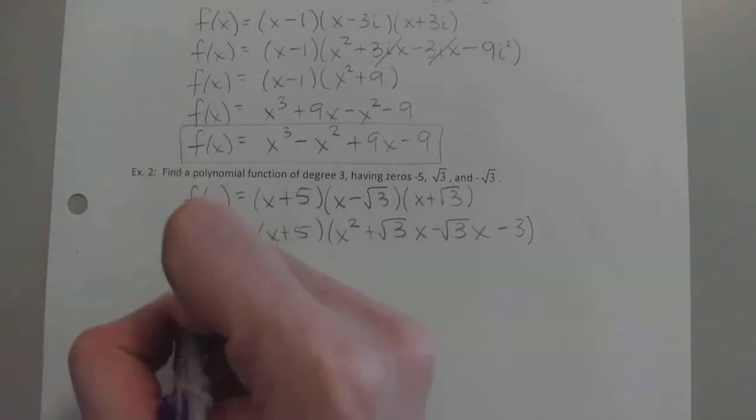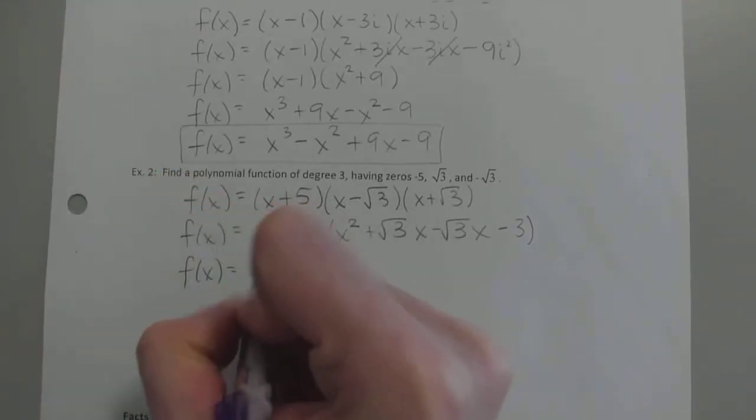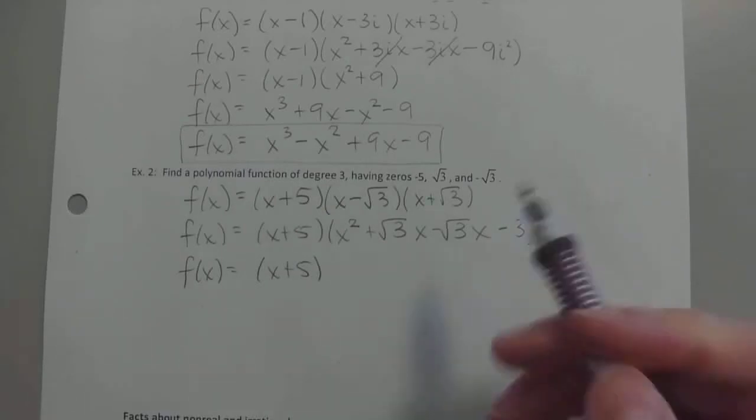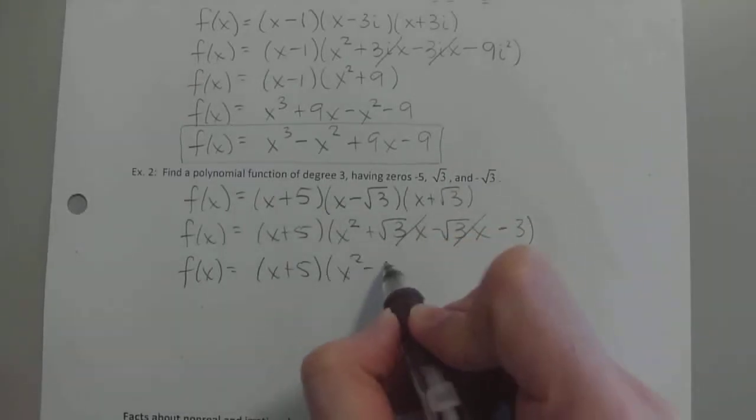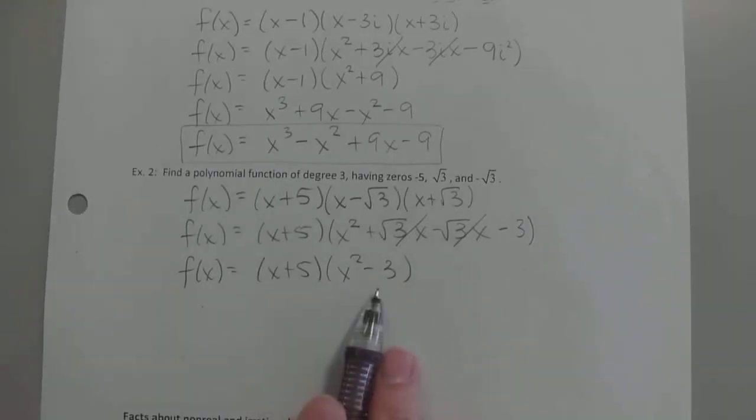All right, so in our next line, again, we're going to leave x plus 5 hanging out with us for a second. And we're going to clean this up. What do you notice about the middle two terms? They cancel, and you're left with x squared minus 3. Corey, I think this is what you were seeing, right?